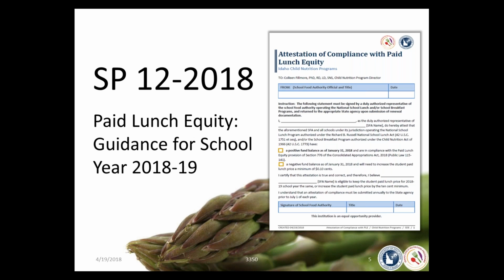When the PLE tool is released by USDA, those sponsors with a negative balance in the school food service account that are required to increase prices will be required to complete the PLE tool and upload it into My Idaho CMP under the application packet attachment list and increase prices. This will be checked during the administrative review process this upcoming year.